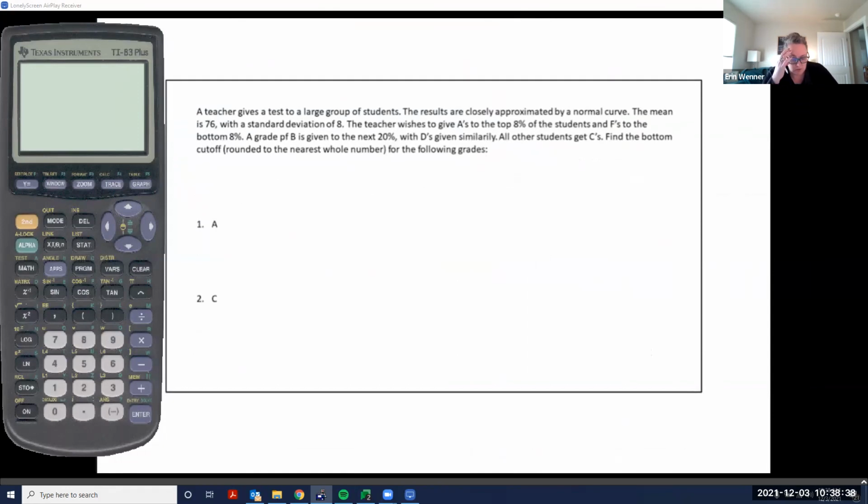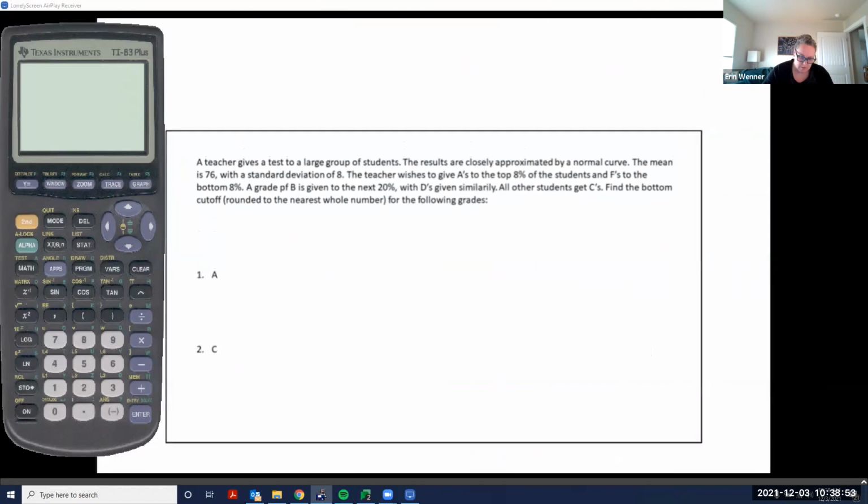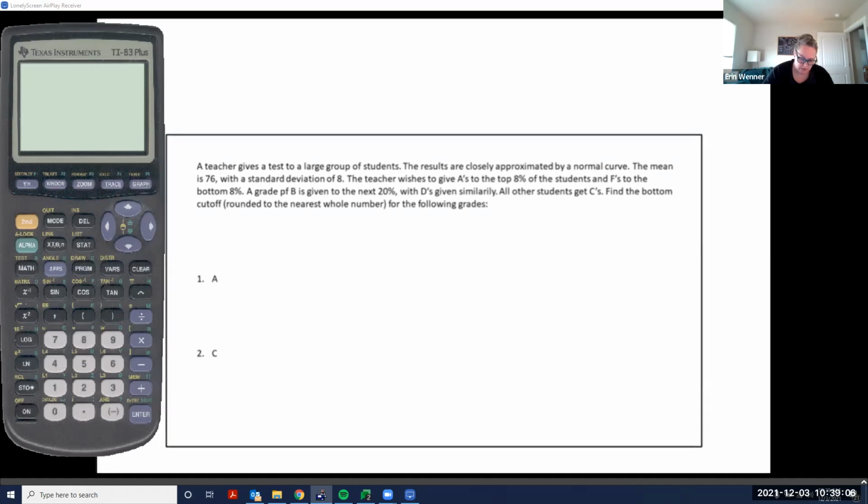So a teacher gives a test to a large group of students. The results are closely approximated by the normal curve. The mean is 76 with a standard deviation of 8. The teacher wishes to give A's to the top 8% of the students and F's to the bottom 8%. A grade of B is given to the next 20%, with D's similarly. All other students get C's. Find the bottom cutoff, rounded to the nearest whole number, for the following grades.